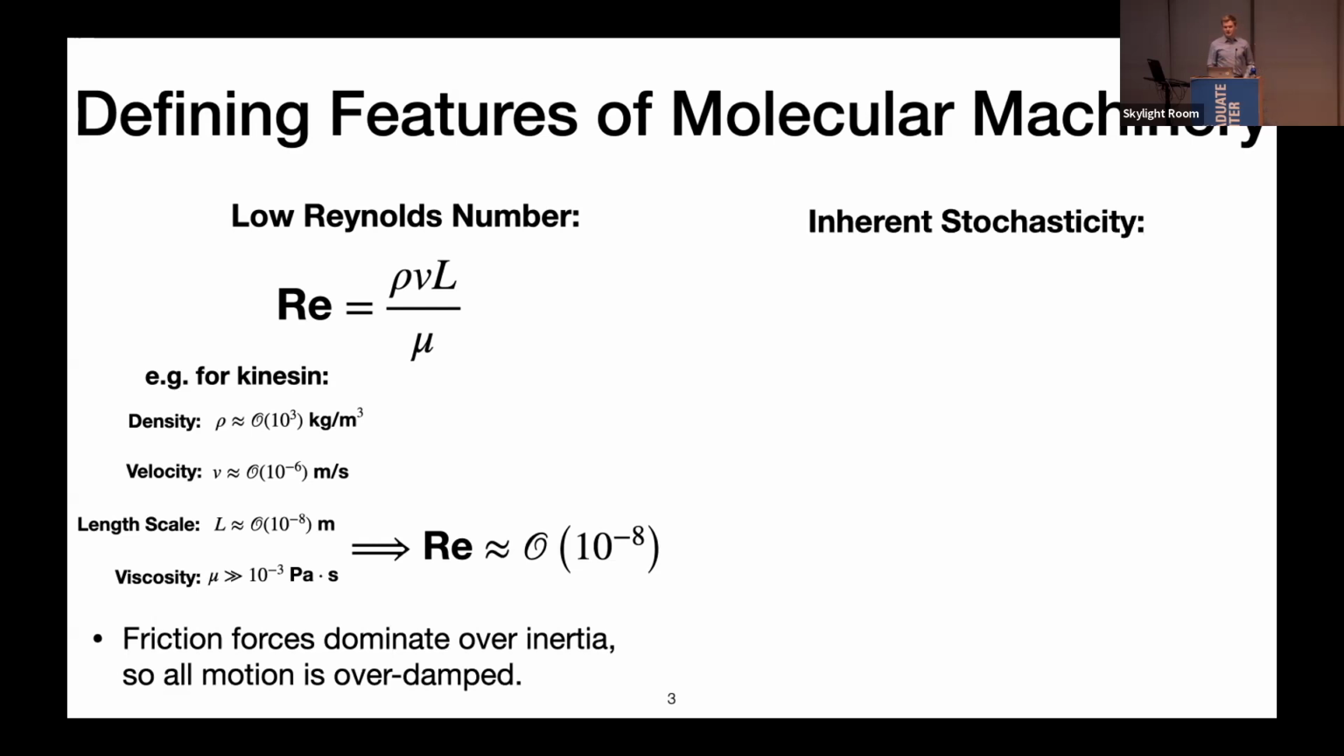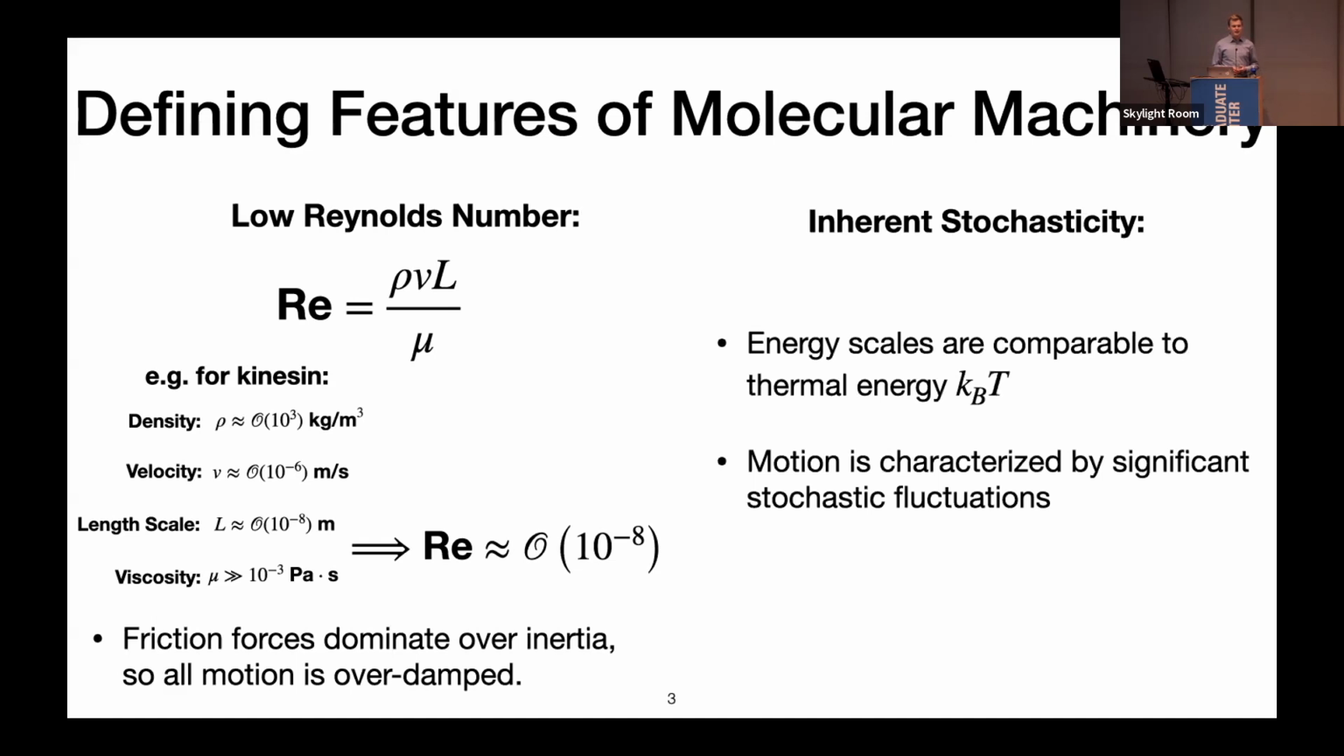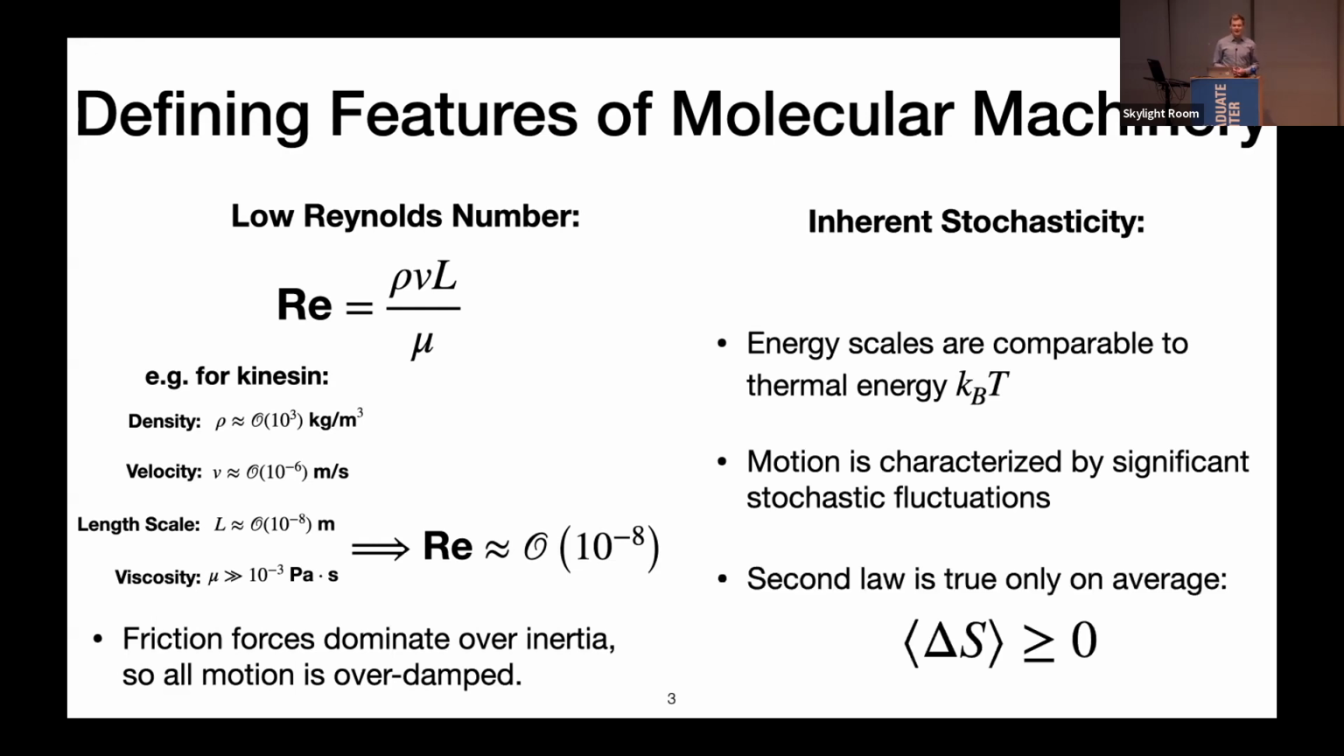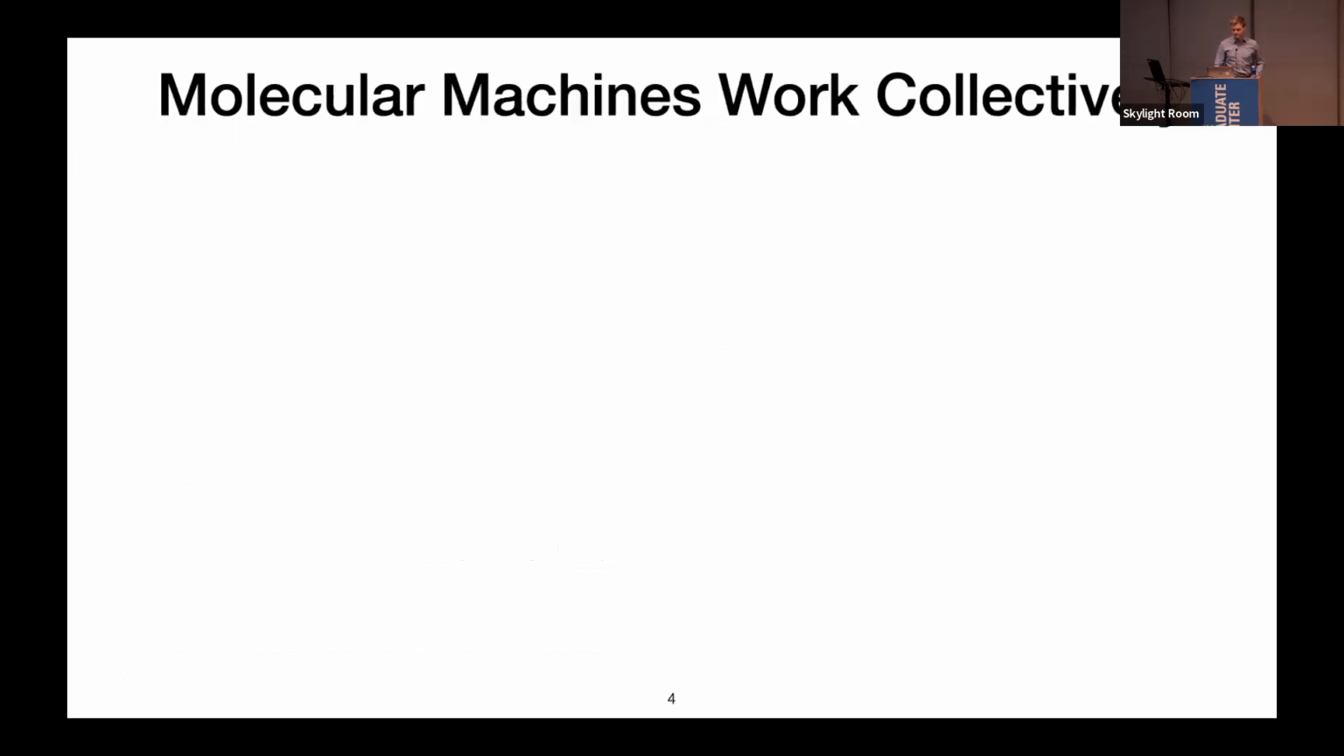Another interesting feature is that their dynamics are characterized by inherent stochasticity. The energy scales of different forces driving the dynamics of these molecular machines are comparable to the ambient energy of thermal fluctuations, or kBT. What that means is that motion is characterized by significant stochastic fluctuations. And results that we have for macroscopic systems, like the second law of thermodynamics, where entropy production of the universe always increases, are only true on average for these microscopic systems.